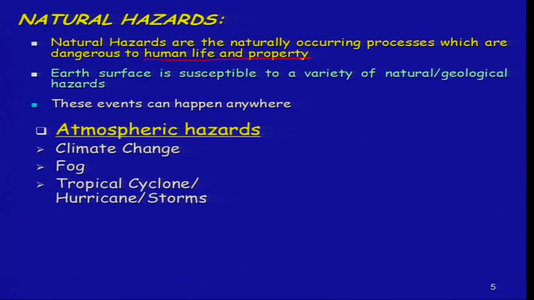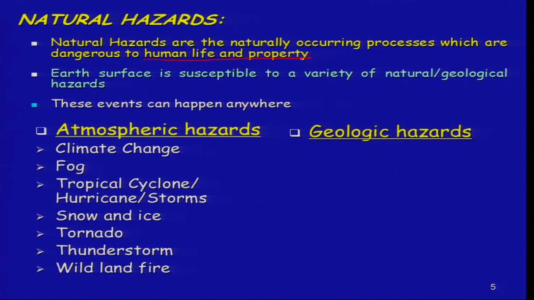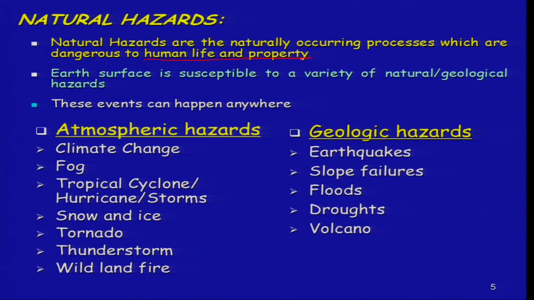Now, in terms of atmospheric hazards, broadly one can classify climate change, fog, tropical cyclones, hurricanes, storms, snow or ice avalanches, tornadoes, thunderstorms, wildfire, etc. And geological hazards, we talk about earthquakes, slope failures, floods, droughts, volcanoes and tsunamis.